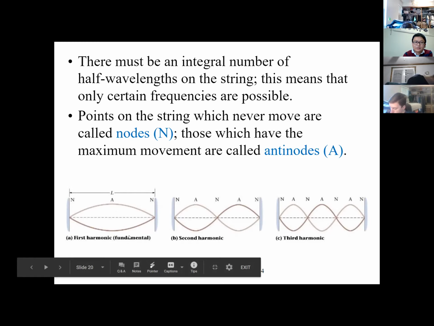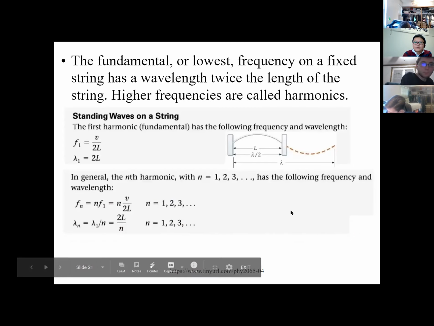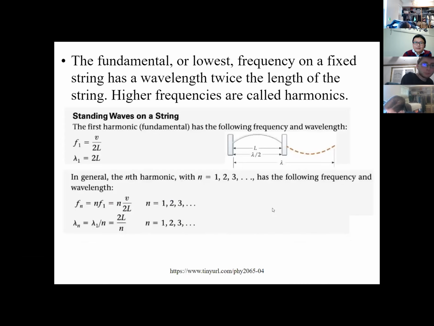So this is called the first harmonic or fundamental frequency. And then this is called the second harmonic. This is the third harmonic, okay? Higher harmonics, all right? So for a string that has both sides fixed, the possible wavelengths and frequencies you can have are the first harmonic, second harmonic, third harmonic, etc.